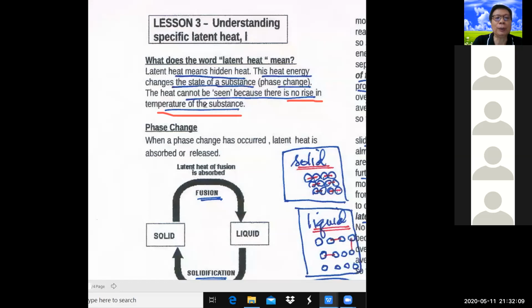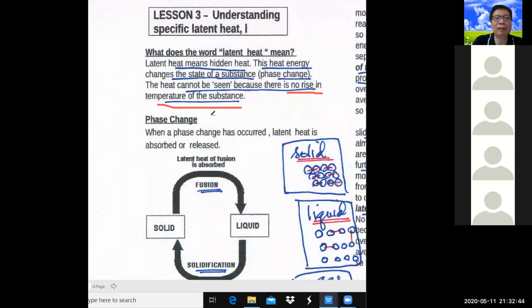But let me explain to you. Latent heat here means the heat energy needed to change the state of the substance. How much heat is needed to change 1 kilogram of ice in solid into water? That is called latent heat. But for now, you just remember here first: latent heat means hidden heat, the heat energy that changes the state of a substance. The heat cannot be seen because there is no rise in temperature.